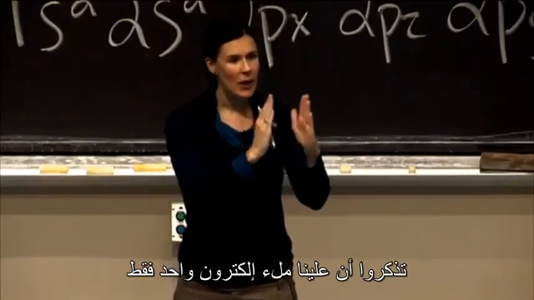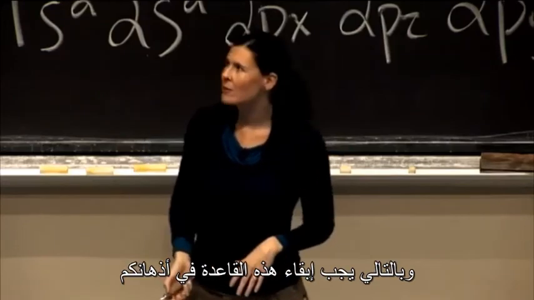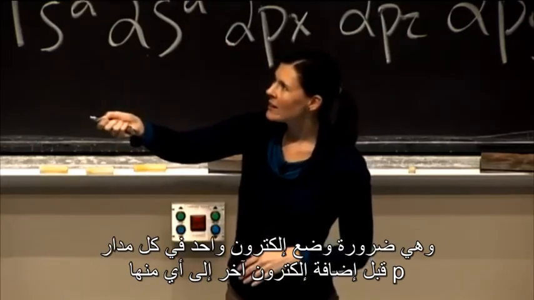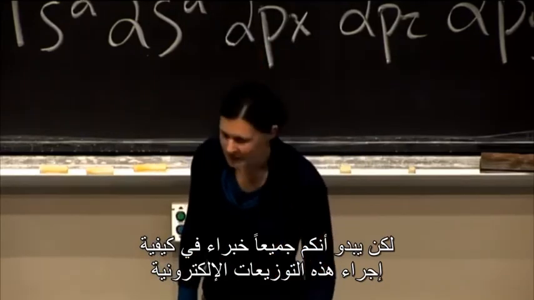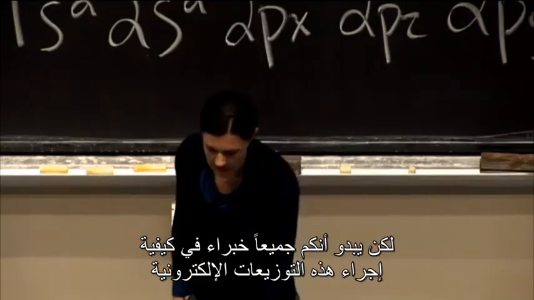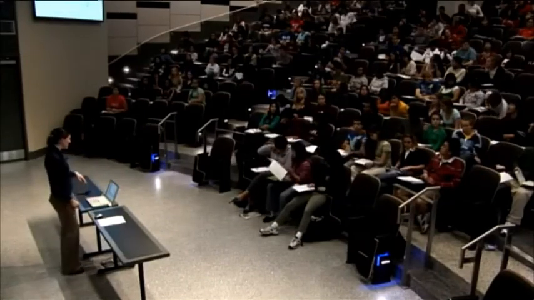Remember, we have to put 1 in each degenerate orbital before we double up on any orbital, so just keep that rule in mind: we would fill 1 in each p orbital before we get to the second one. But it looks like you guys are all experts here on doing these electron configurations. So let's move on to some more complicated electron configurations.